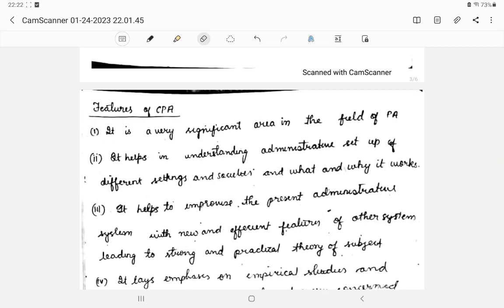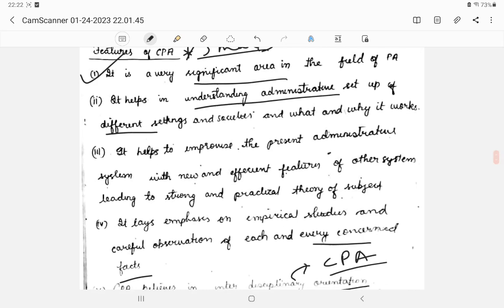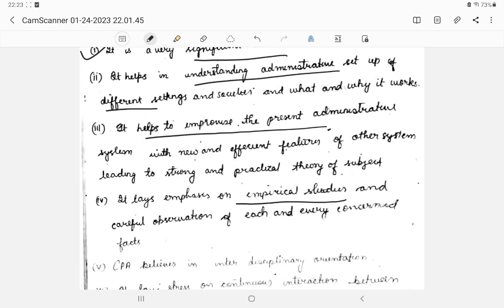What is CPA, and give some of the features of public administration for 5 marks. If this question comes, you can write that comparative public administration is the study of administration in a comparative manner, or the administration of other countries. So that is the first definition, and it is a very significant area. Next, we can understand the administrative setup of other countries, and improve our present administration setup. And it also focuses on empirical studies.